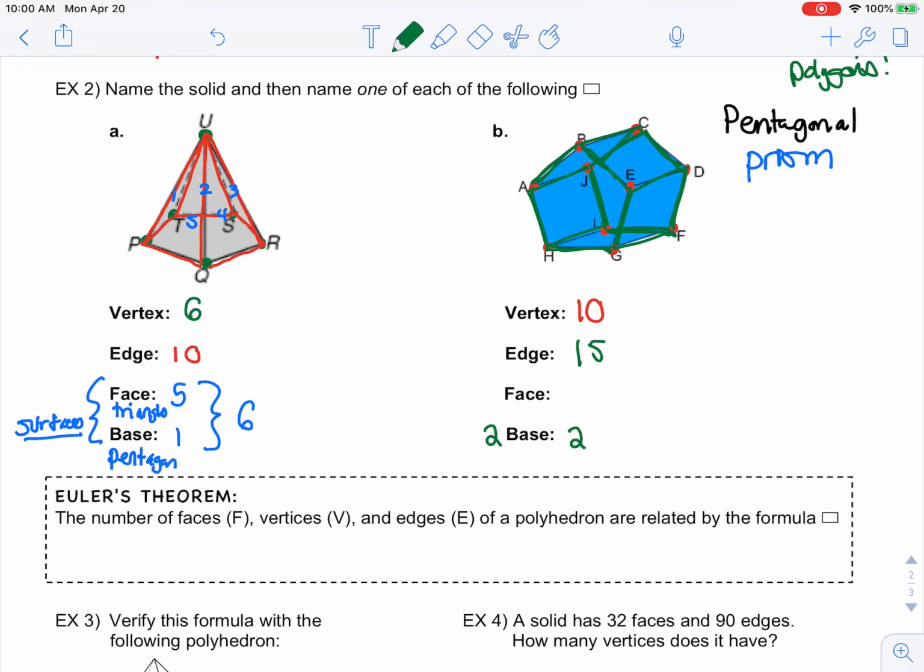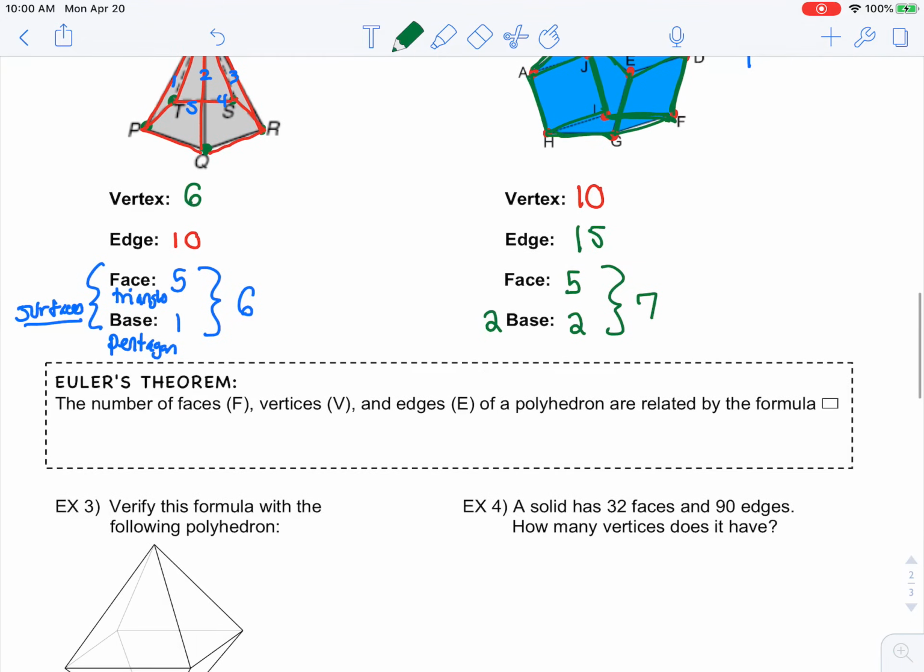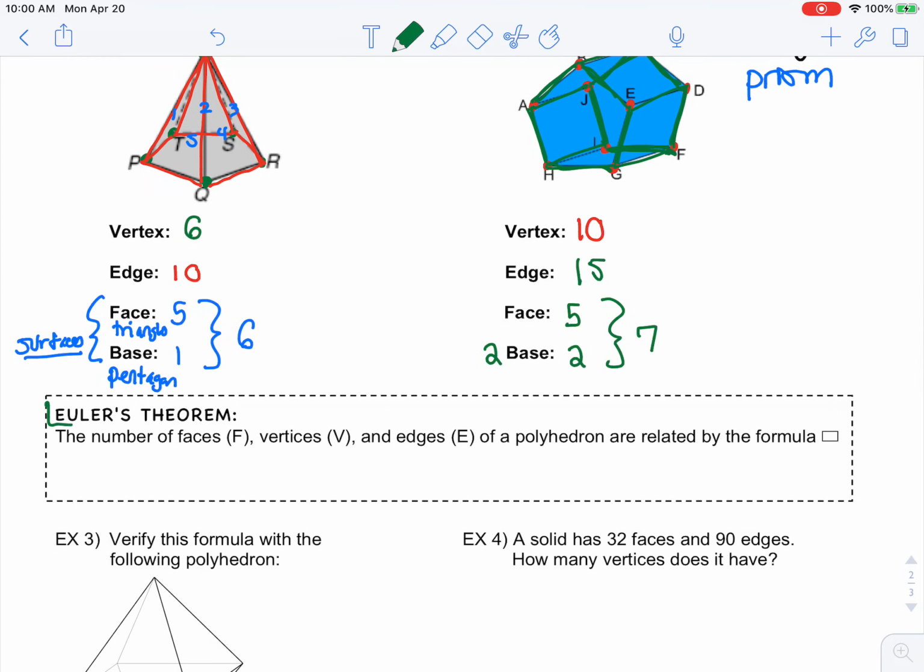So in this case, there are 2 bases, and then there are 5 faces that are attaching those. So that's going to be a total here of 7 surfaces. Now, the reason I'm pointing these out is because I do want to introduce you to something very simple here called Euler's theorem, which showed that in all prisms, in all three-dimensional objects, there is a relationship between the faces, vertices, and the edges.